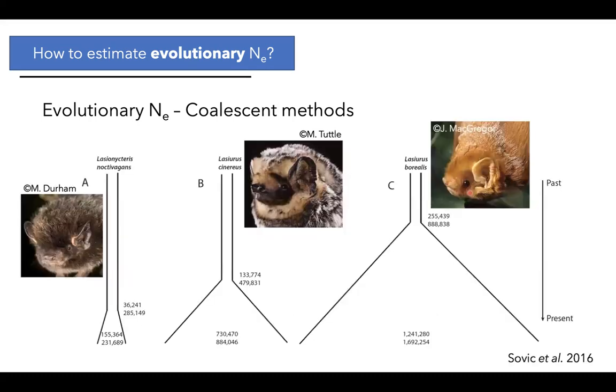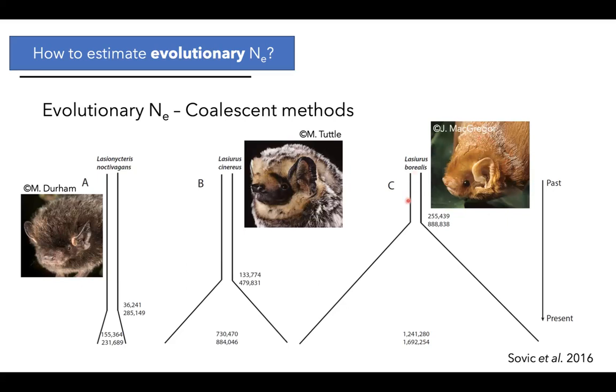Okay, so how has this method been used? Well, a great example comes from Brian Carstens' lab. Michael Sovic published this paper in 2016, and they were using coalescent methods to estimate effective population size for 3 species of North American tree bats. These were specifically sampled in the Midwest. We have silver-haired bats here on the left, in the middle hoary bats, and on the right, red bats.